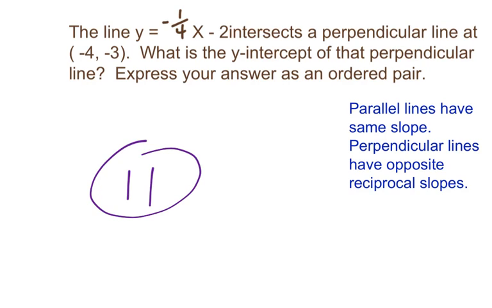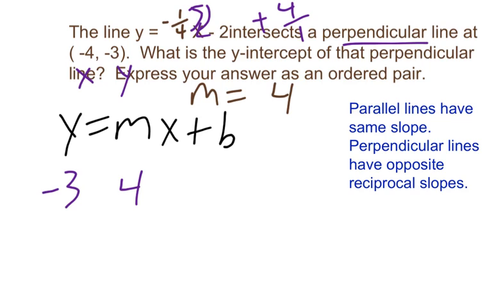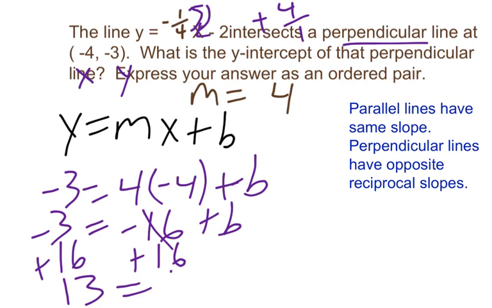And here's your solution. Alright, I know my m is going to be 4 because it's perpendicular, so that means I need to flip this fraction to make it negative 4/1, and then I need to change the sign of it, so I need to make it a positive. So my m is just 4. So I plug that in here. I know that's my x and that's my y. So it would be negative 3 equals 4 times negative 4 plus b. I get negative 16 plus b equals negative 3. I add 16 to both sides, which gives me positive 13 for b.